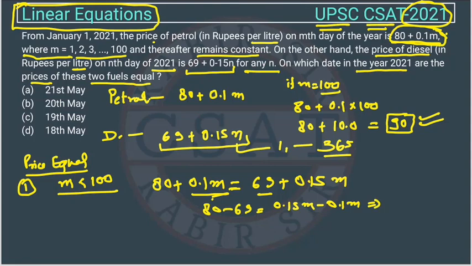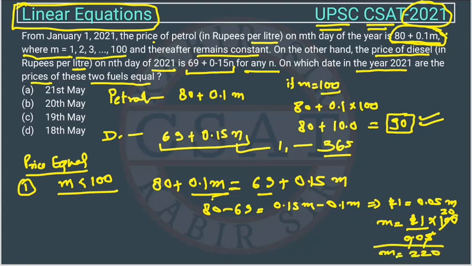So when we solve this, it will be 21 is equal to 0.05m. So from here m will become 21 upon 0.05. We will remove this decimal and the 100 will come here. From 5 we can cancel this. This is 20 times, but this is not 21, this is 11, right? 80 minus 69 is 11. So m is equal to 220, but we already assumed that m is less than 100, so m can't be 220. So this case is wrong.